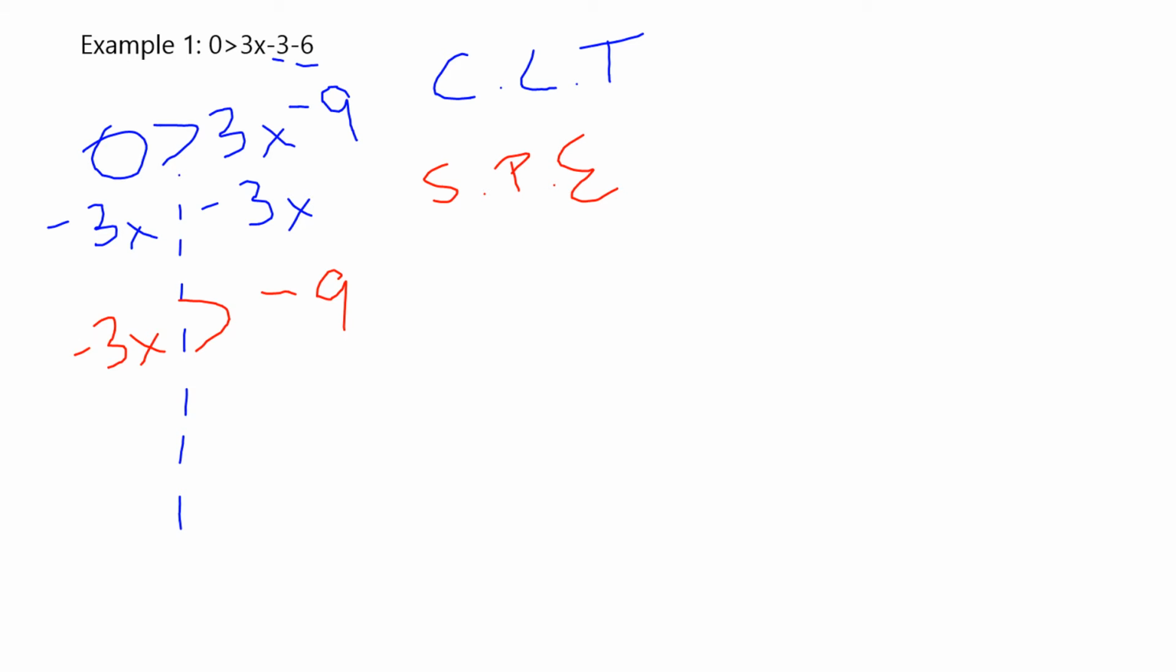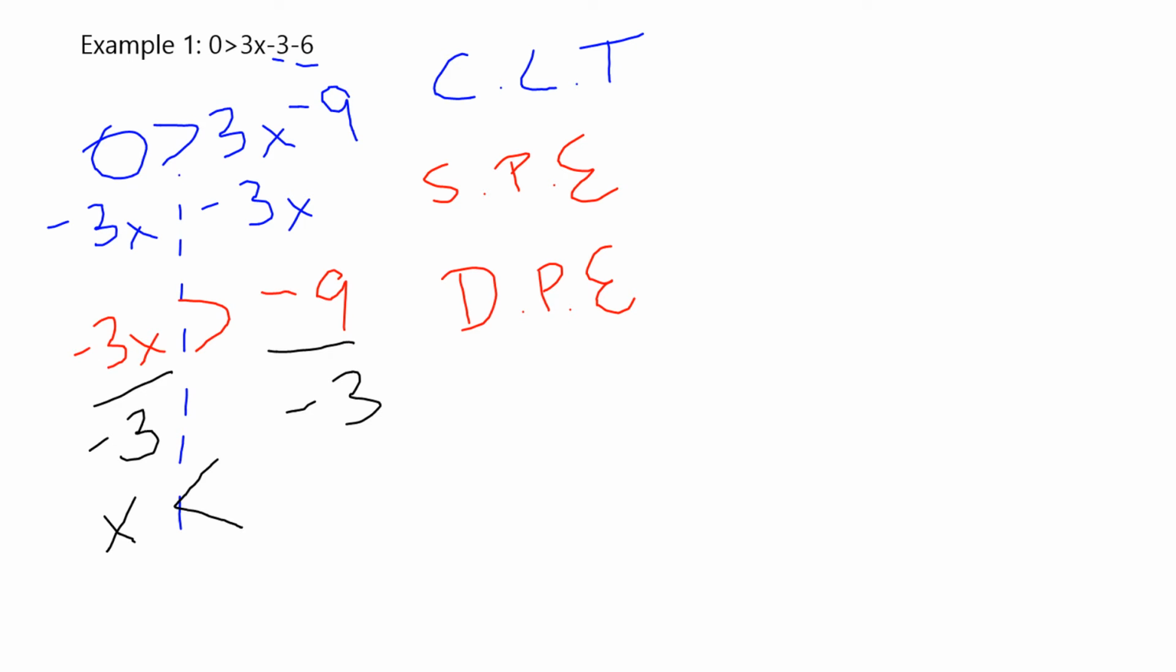My last step is I need to do division property of equality. So to do that, I need to divide by negative 3. Remember how we said when you divide or multiply by a negative number, your sign flips? Well, we just divided by a negative 3. Since we divided by a negative 3, my inequality symbol changes to instead of greater than, less than. So now I have x is less than 3. So my answer is just that.